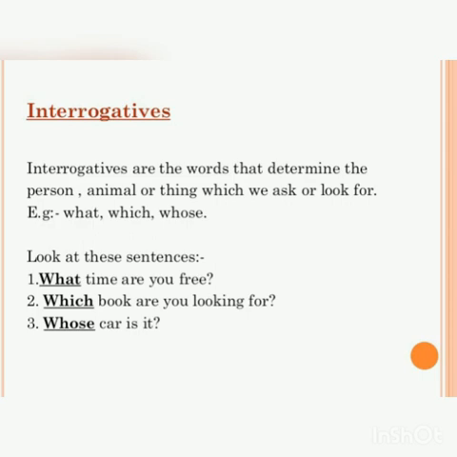Which book are you looking for? Whose car is it? So now you see all these words, what, which, whose, are asking or looking for something. Looking for a noun. Okay. So these words become the determiners and will be called as interrogatives.